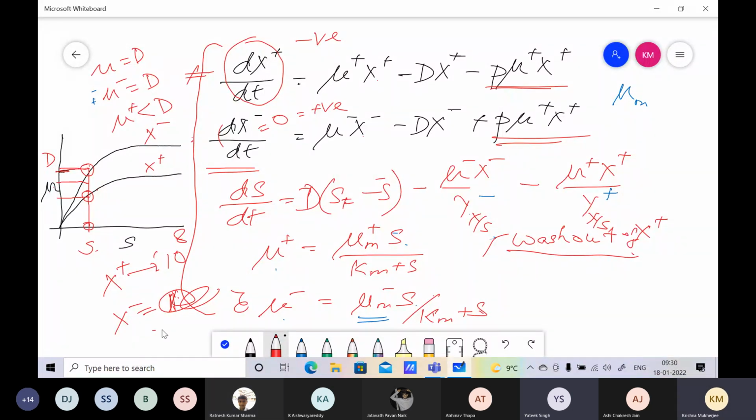Yes, sir. Hello. And suppose this is mu of X minus. Slowly, this will not be negative. It will not be 0. It will slowly start becoming positive because the substrate concentration will rise. Why will the substrate concentration rise? Because X plus is getting washed out, so substrate is not being consumed. So the substrate concentration will rise higher than for that particular dilution rate, and this cell will slowly start growing.